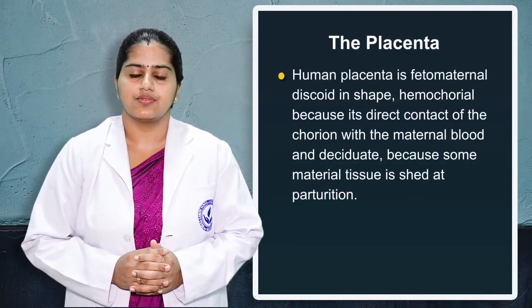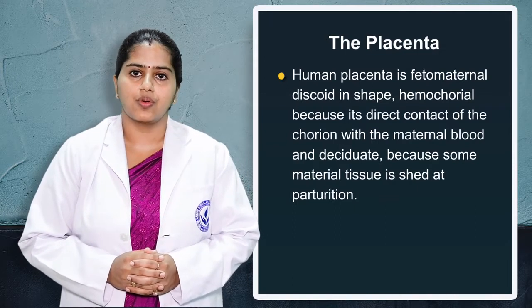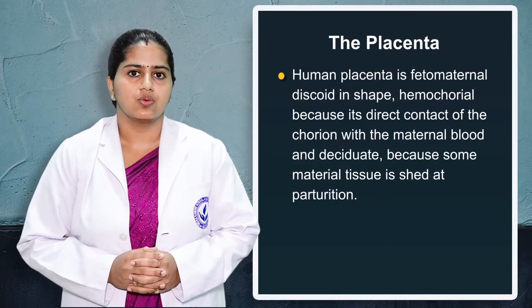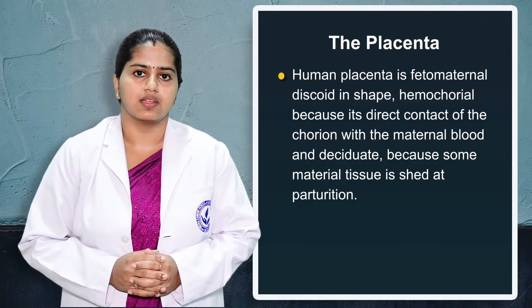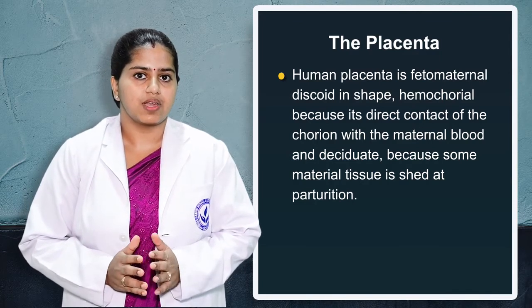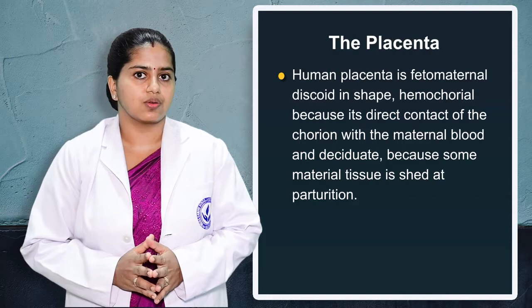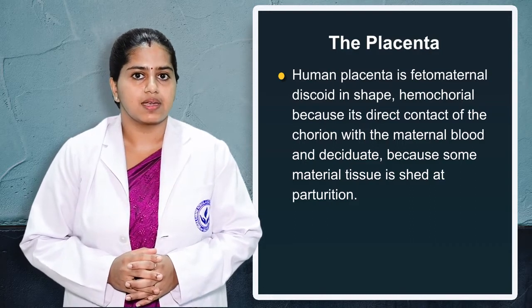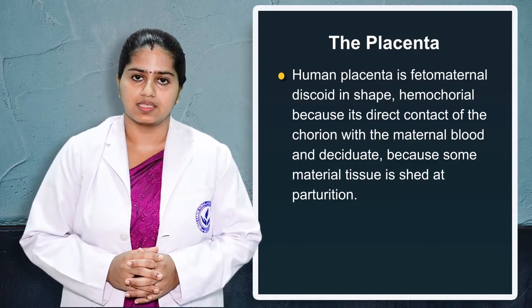Placenta is a feto-maternal organ, hemochorial in nature and deciduate. Why is it known as a feto-maternal organ? Because it is developed from the fetal part, known as the chorion frondosum, and the maternal part, known as the decidua basalis.